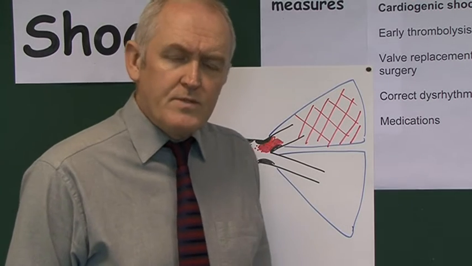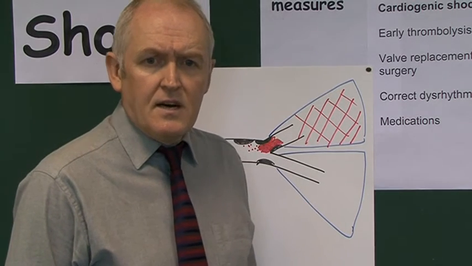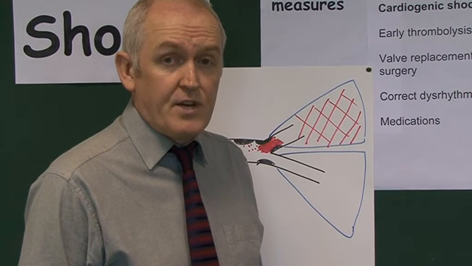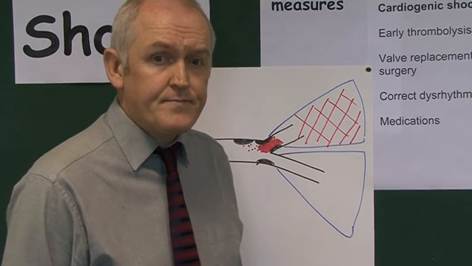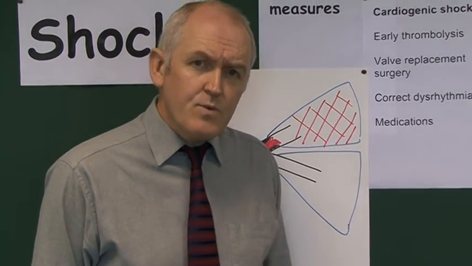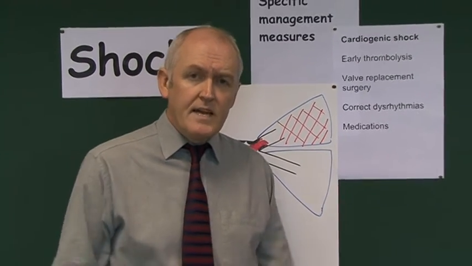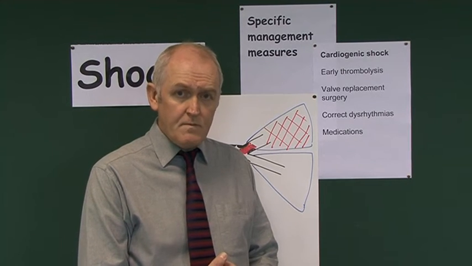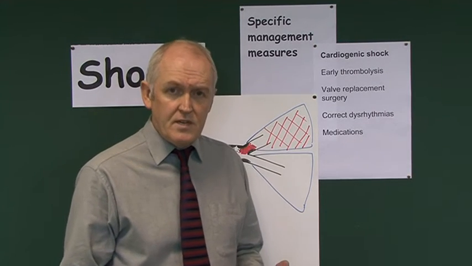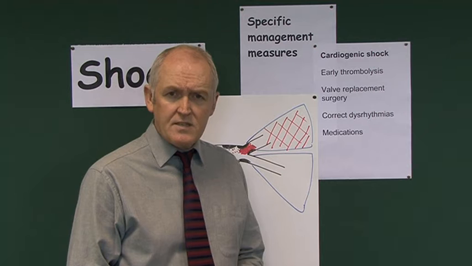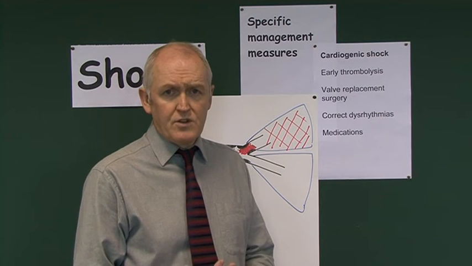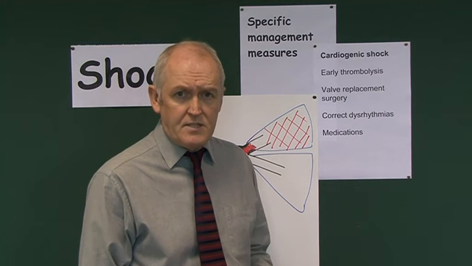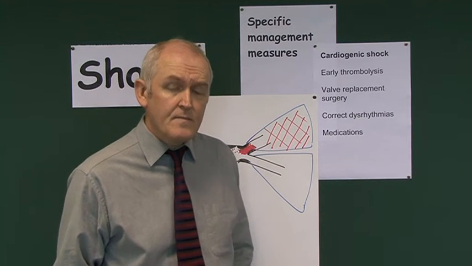Now, valvular problems are much harder to treat. Surgery might be appropriate for correction of valvular dysfunction. Dysrhythmias, we often treat these in the medical A&E type of context. For example, a patient could be in atrial fibrillation. That can reduce the pumping efficiency of the heart. We might treat that with drugs or even with anaesthetising the patient and then defibrillating them.